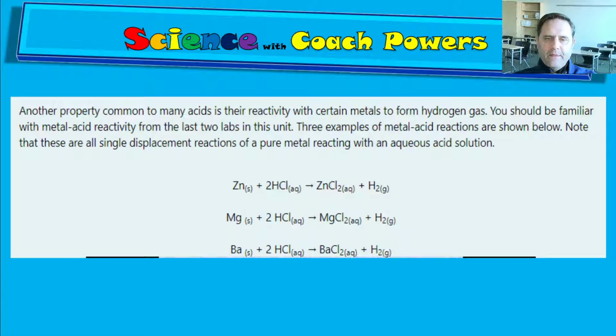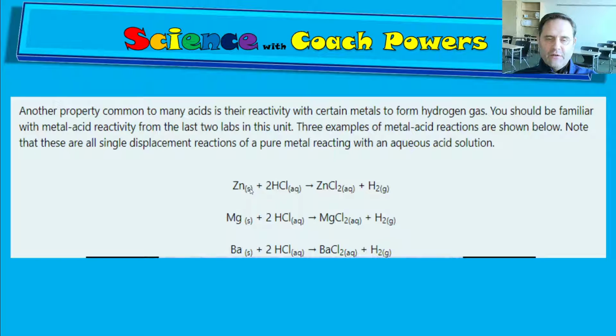Another property, moving on, of common acids is reactivity with certain metals to form hydrogen gas. Now, you may be familiar with metal acid reactivity from the last two labs in this unit. Three examples of metal acid reactions are shown below. These are single displacement reactions, of a pure metal reacting with an aqueous solution, and we know that by our subscripts.